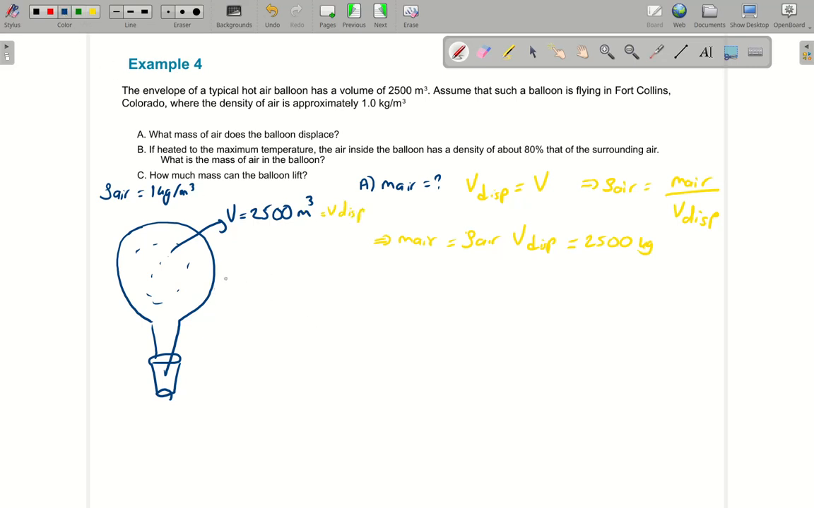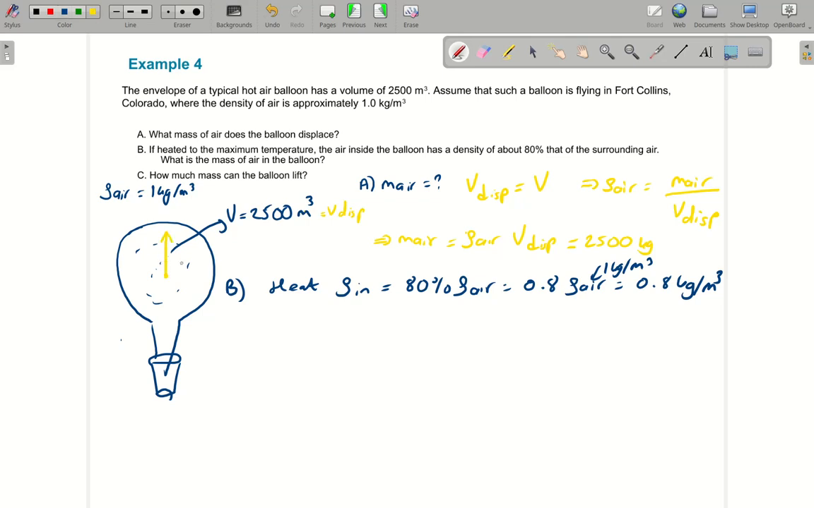B says if heated to maximum temperature, the air inside the balloon has a density of 80% of that of the surrounding air. Now, if I heat it, I'm going to call it rho in. The air inside is 80% of raw air. That means 0.8 times the raw air. So this raw air is 1, right? So it will be 0.8 kilogram per meter cube. What happens then? Less dense, more dense? It will be going up, right?